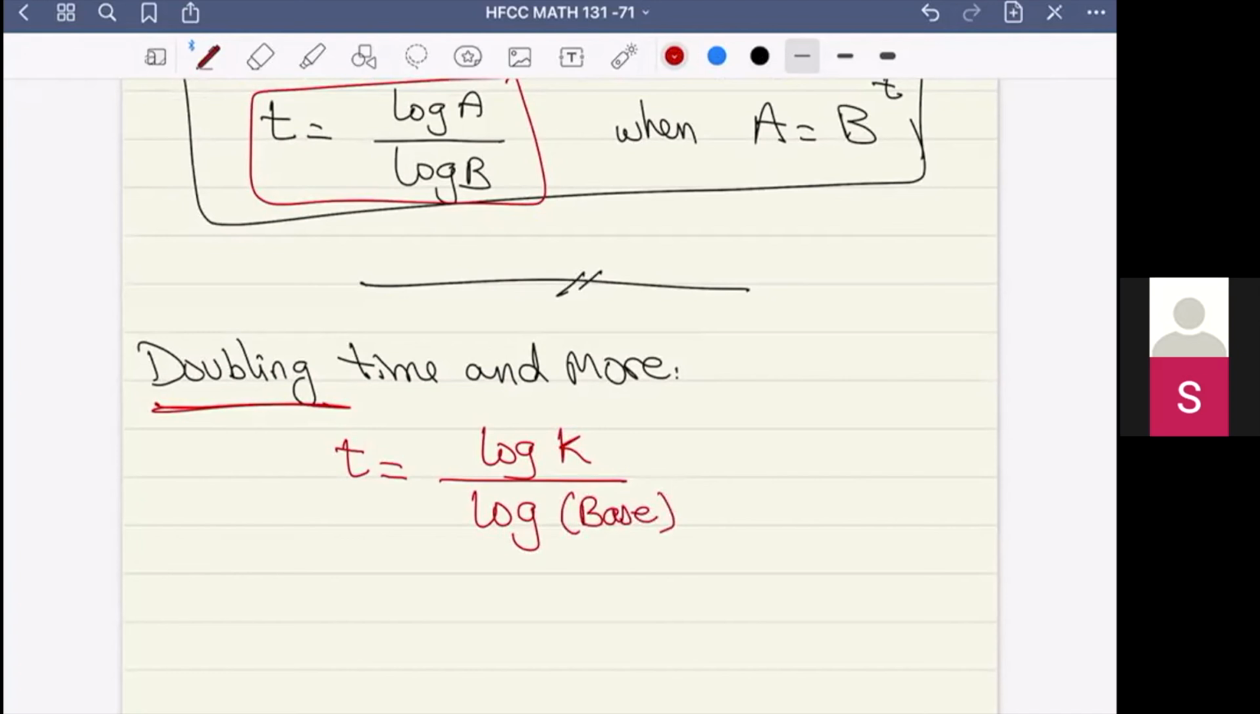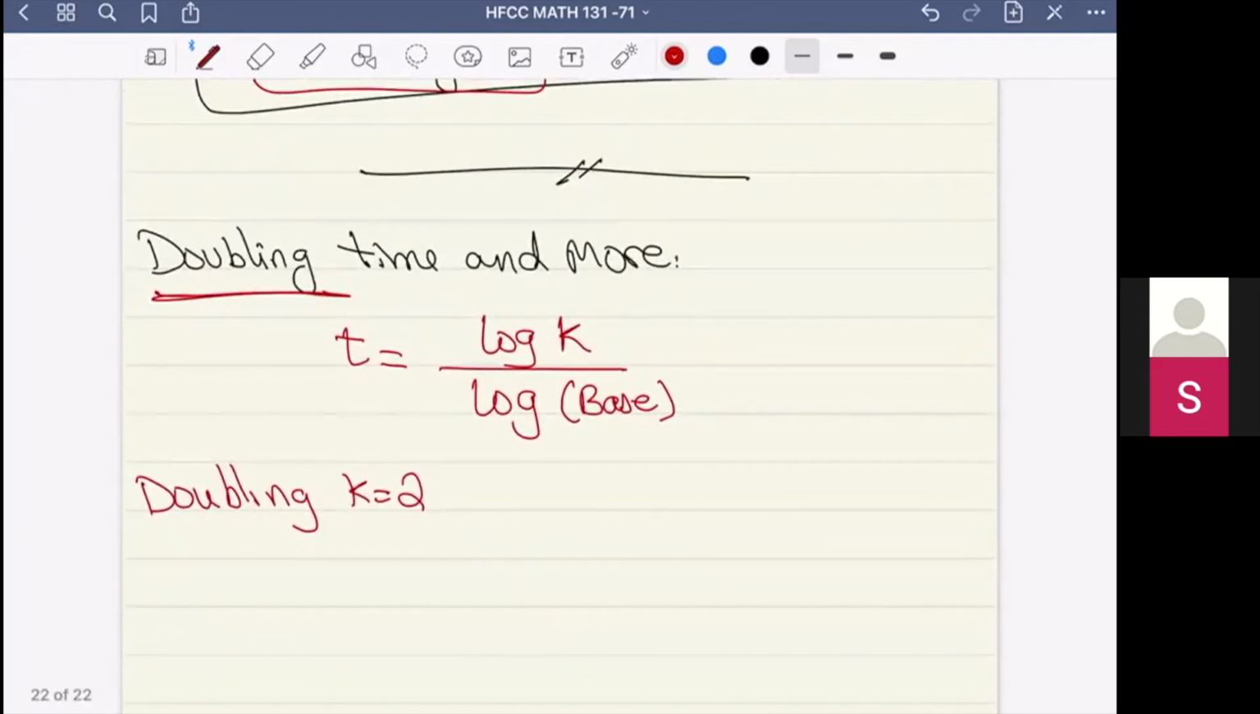Now, if it's doubling, our K equals 2. So when we say we are doubling, if they ask you, you have something that's growing, when would this double in time? So you will say t equals log of 2 over log of whatever base we have. And we'll definitely solve some problems like that.